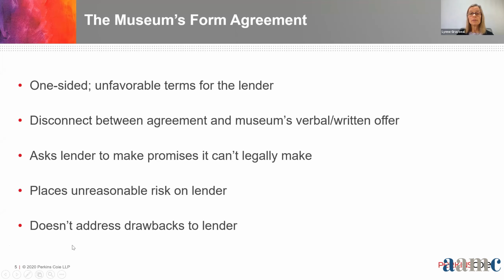Sometimes this issue doesn't come up because the lender simply signs the agreement, perhaps doesn't talk to or work with an attorney, or perhaps their art advisor doesn't bring these issues to the forefront in discussing the loan. But in our experience, whenever we receive one of these form agreements, there are many issues that need to be addressed. And in particular, the agreement is often one-sided. There's often a significant disconnect between the agreement and the museum's verbal and written offer.